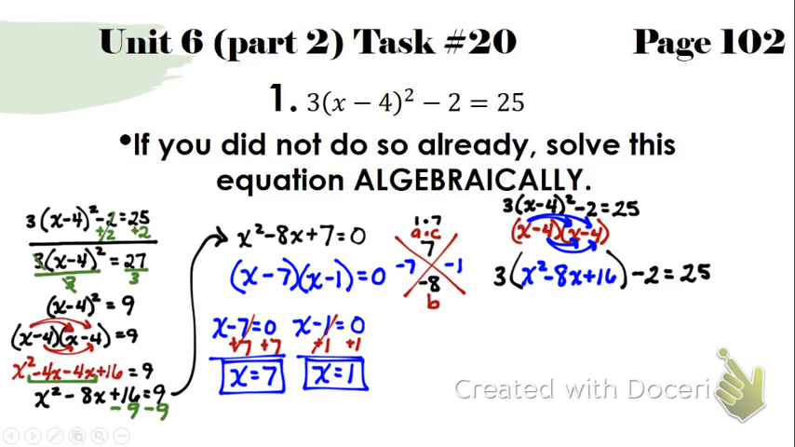Okay, so what would you do from here? Add 2 to both sides. Okay. So then you have 3x squared minus 8x plus 16 equals 7. And then I don't know what to do next.